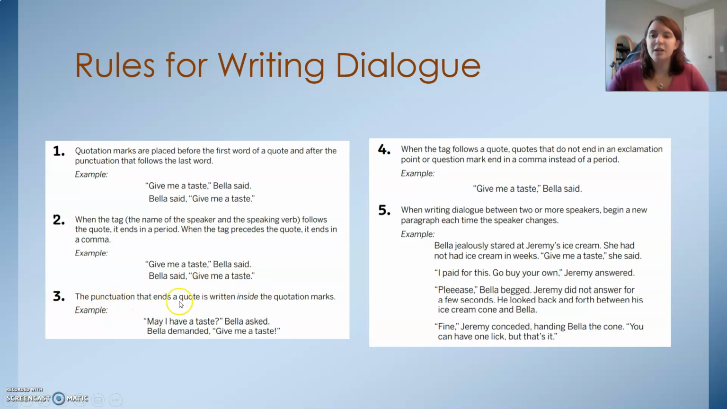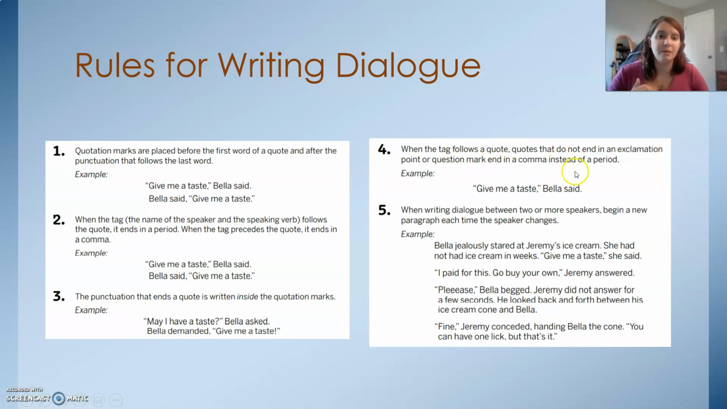Rule number 3, the punctuation that ends a quote is inside the quotation marks. Notice here, the quotation mark came on the other side of that comma, on the other side of that period. It's really important, the period, the exclamation mark, the commas, the periods, the quotes go on the outside of them. So it's almost like a hug in the sentence. So the quotation marks go around what's being said, and part of that is that punctuation mark.